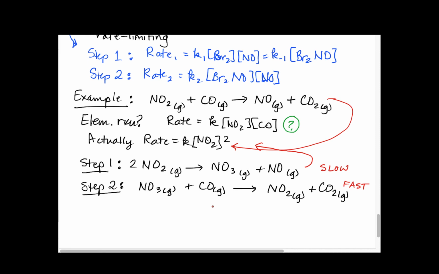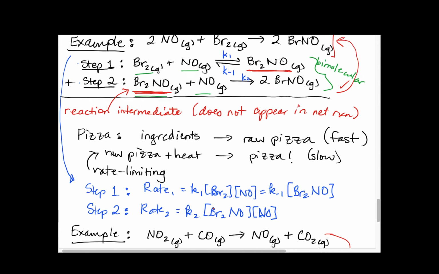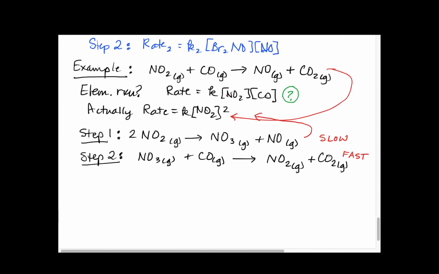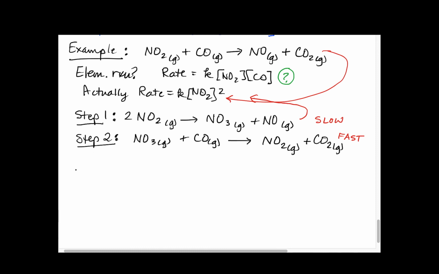Remember that just a minute ago we were looking at this reaction where we said that this first step, the Br2 reacting with nitric oxide, was an equilibrium. And what often happens is that when we have a slow step happening second, or in the middle of a reaction mechanism, it often sets up a fast equilibrium right before it.